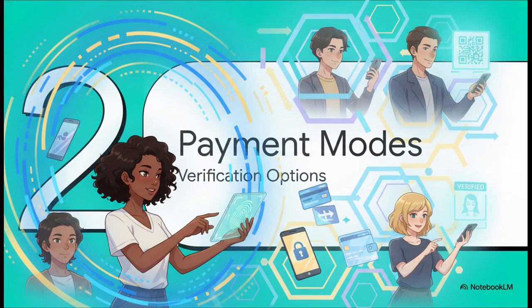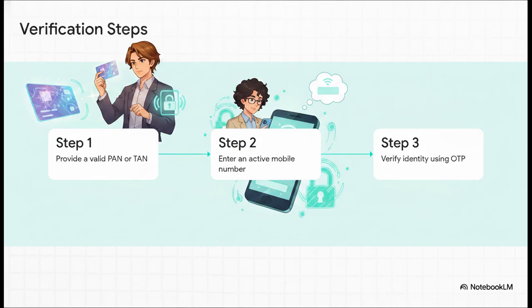Moving right along to Section 2, Payment and Verification Modes. If you're taking that speedy pre-login route we just talked about, there are a few absolute, non-negotiable verification steps you need to be prepared for before you even open up the portal. Step 1. Have a valid PAN or TAN ready to go. Step 2. Keep an active mobile number right beside you. And Step 3. Use that phone to receive and enter your OTP. Just make sure your phone isn't stuck on airplane mode and actually has a signal, so you can breeze right through this identity check without any friction.